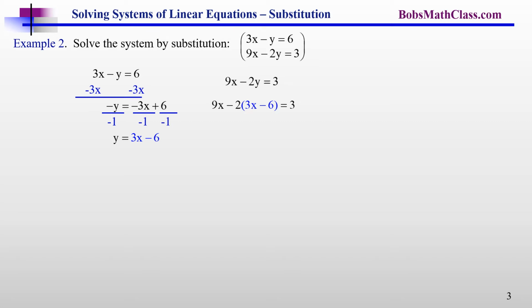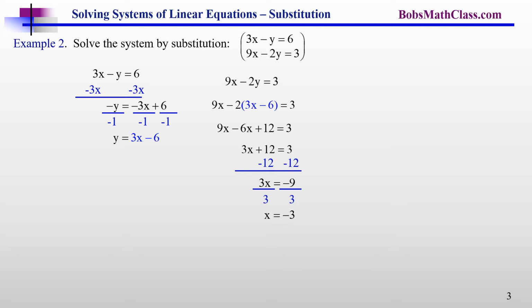Now we have an equation with only one variable, x. Distribute the negative 2. So that's negative 6x plus 12. Negative 2 times negative 6 is positive 12. And then combine like terms. 9x minus 6x is 3x. Subtract 12 on both sides. And then divide by 3. So we have our first answer, x equals negative 3.